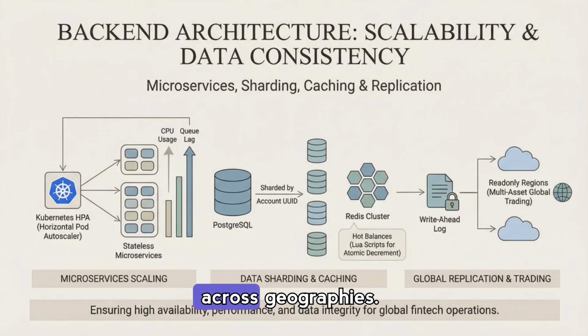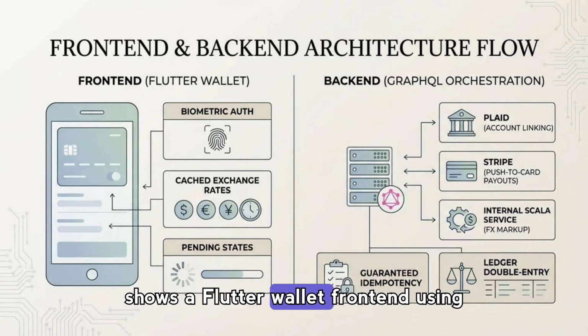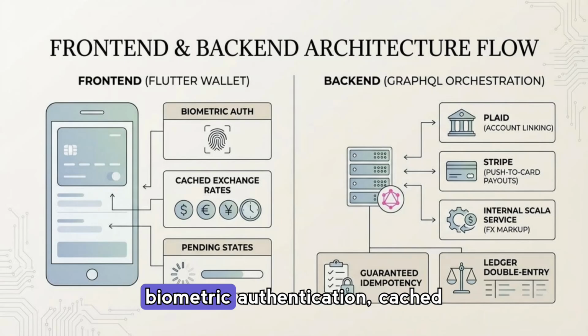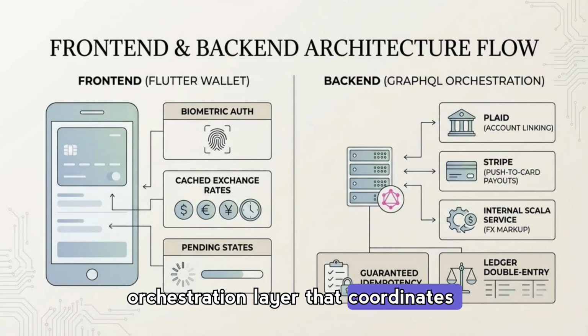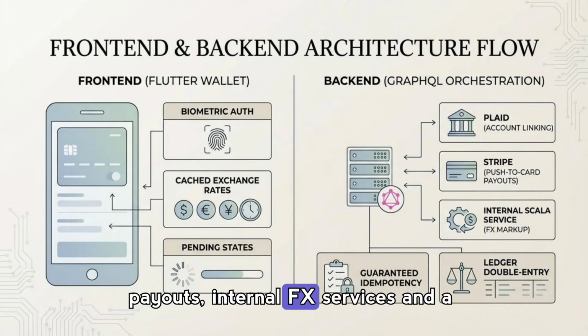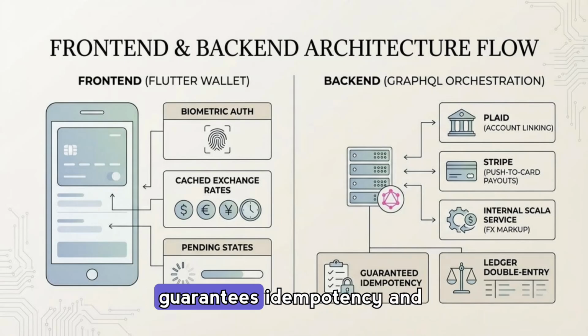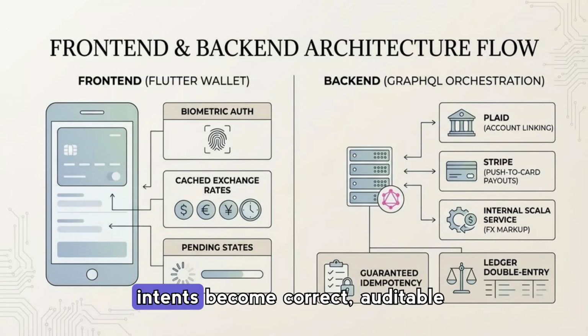The end-to-end architecture flow shows a Flutter wallet front-end using biometric authentication, cached exchange rates, and clear pending states, talking to a GraphQL orchestration layer that coordinates Plaid for account linking, Stripe for payouts, internal FX services, and a double-entry ledger. The system guarantees idempotency and consistent orchestration, so user intents become correct, auditable settlements.